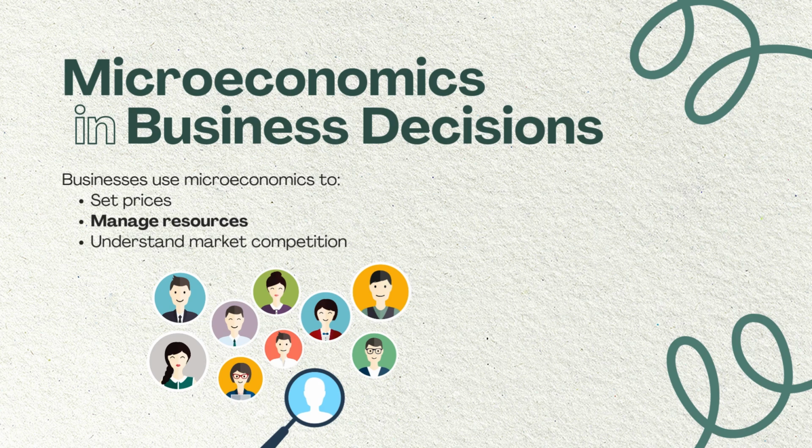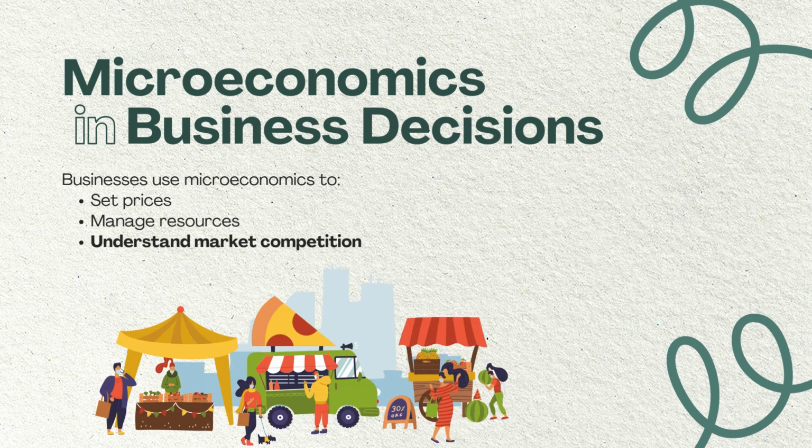Understanding competition. Businesses also study competitors to find out how they can differentiate themselves in the market. Microeconomics provides insights into market structures like perfect competition, monopolistic competition, oligopoly, and monopoly. Understanding these structures helps businesses position their products effectively, ensuring they can attract customers without necessarily lowering prices.